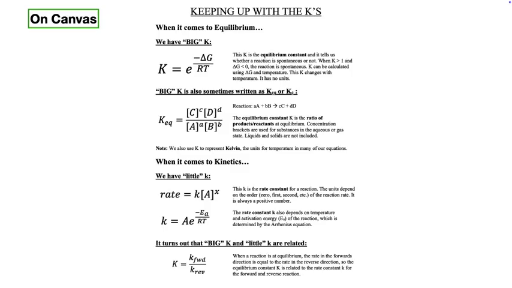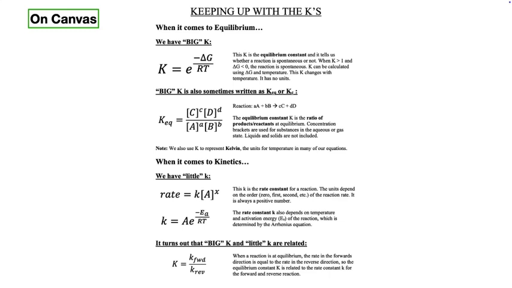This is on Canvas, keeping up with the Ks. There are lots of K expressions. Remember we talked about that very first one, our big K related to delta G. It looks really similar to our Arrhenius expression. And that has to do with how you would set those expressions equal to each other to navigate and solve for those individual pieces. You need to keep them straight and organized.